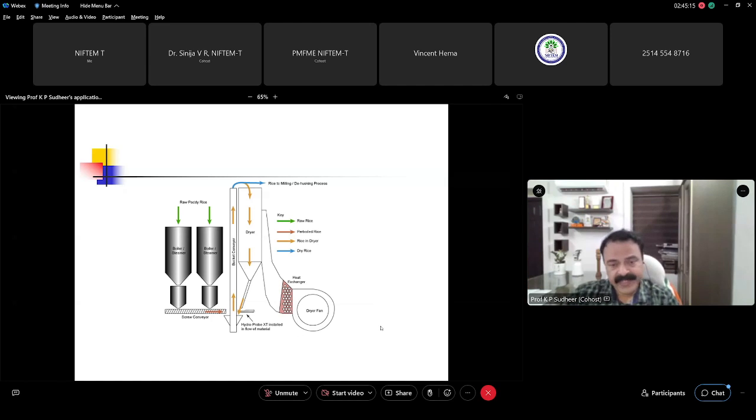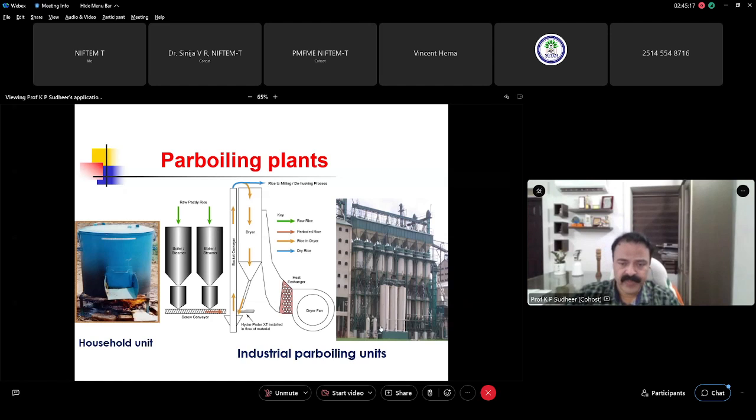Okay, the dryer utilized in the rice milling industries is the Louisiana State University dryer. Traditionally, we use small household kerosene tanks, which can also be converted into a parboiling tank. But in industry, we use typical rice parboiling tanks. You can see here the boiler for soaking and steaming.